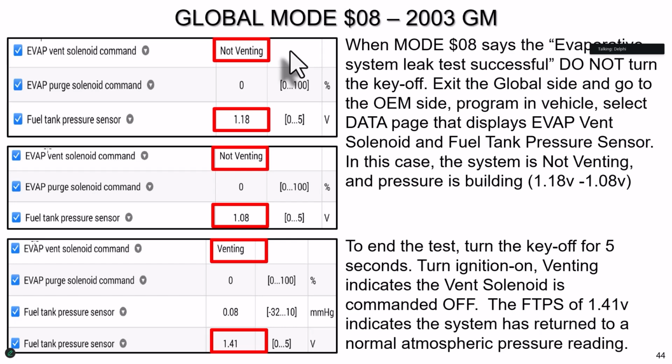Then to make the point that it doesn't release it, I exited the tool with the key on, never turned the key off, went over to the OE side, and if you notice in the bottom slide right here, you can see not venting, it's venting, not venting, and venting. So the system is sealed, so it's starting to build up here. And what it's telling me is I could disconnect from the global side, go to the OE side without turning the key off, and the vent is still activated. Okay, so it's a little trick. If the manufacturer makes it a little hard to see the FTP, this is a little trick you could do.